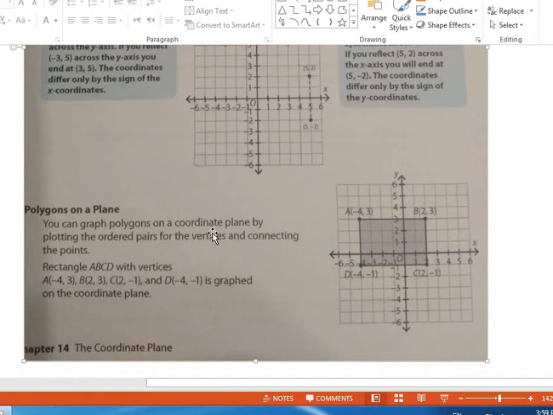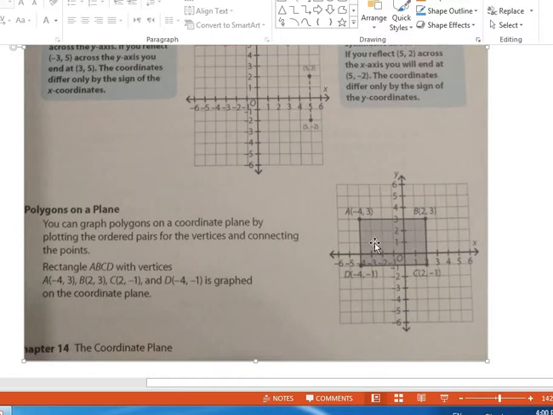Polygons on a plane. You can graph polygons on a coordinate plane by plotting the ordered pairs for the vertices and connecting the points. We can plot the ordered pairs like A, B, C, D. Then connect the points with line segments to know what shape this is.